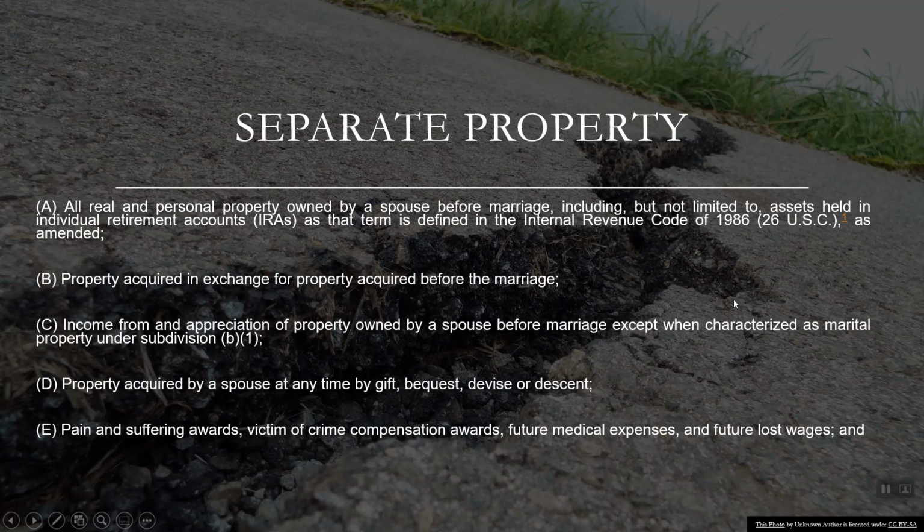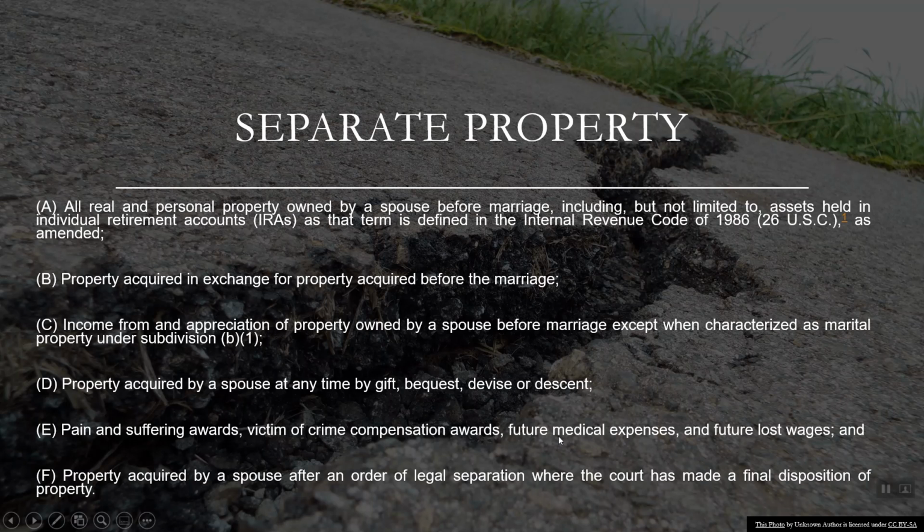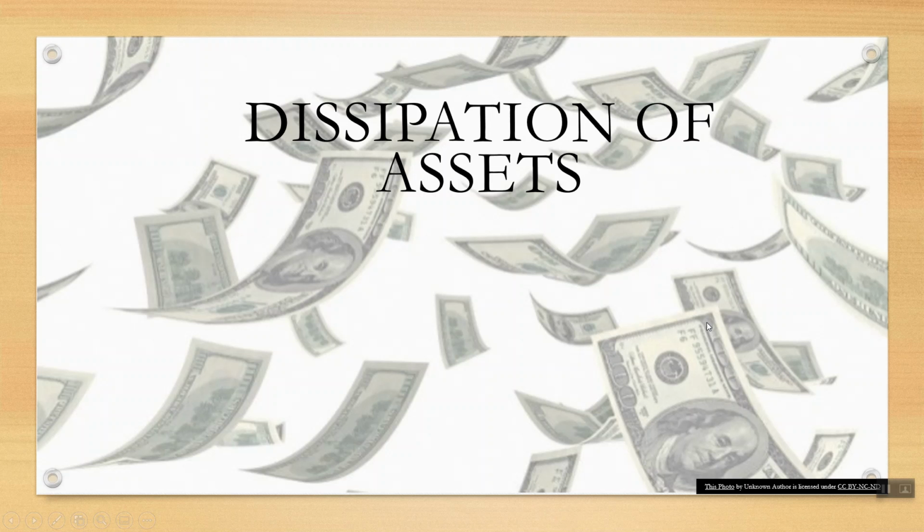And where I mentioned lawsuits, any pain and suffering awards and victim of crime compensation awards are separate property, as well as any future medical expenses or future lost wages. And any property acquired after an order of legal separation, where there's already been a final disposition made for the legal separation, is separate property.